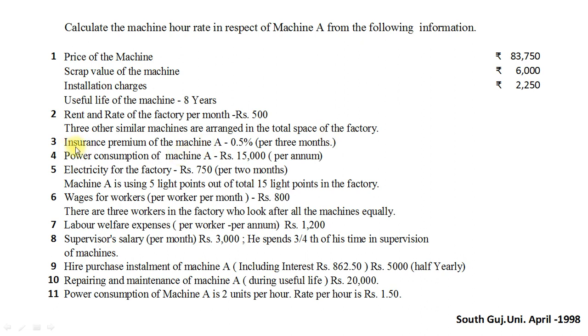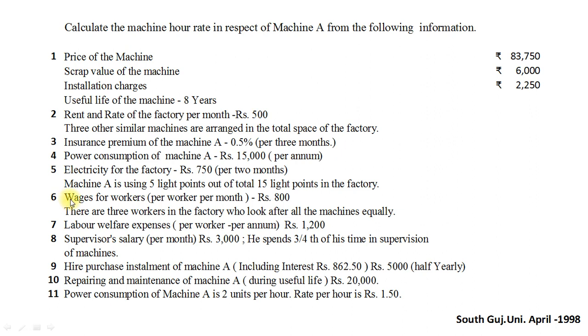Number 3. Insurance premium of the machine A is 0.5% per 3 months. Number 4. Power consumption of machine A is rupees 15,000 per annum. Number 5. Electricity for the factory rupees 750 per 2 months. Machine A is using 5 light points out of total 15 light points in the factory.